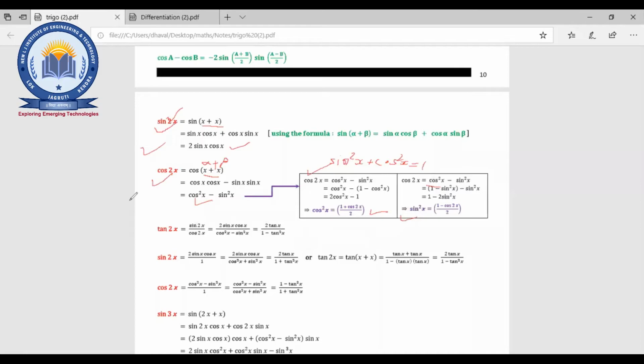Now we have sin 2x and cos 2x. Fine. So we'll go for what? Tan 2x. Fine. So you can go for tan 2x. You just need to replace the values for sin 2x and cos 2x. Okay. So this is the thing. Okay. Is there any doubt?